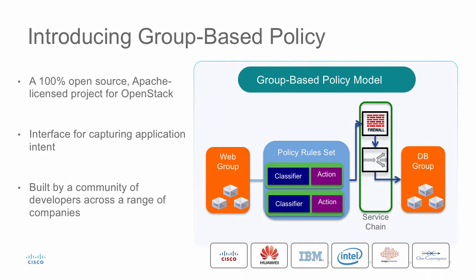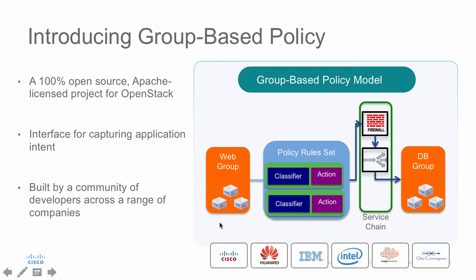So what Cisco, along with a number of other vendors, did is propose to the OpenStack community that a simpler, more abstracted model was required for provisioning the network by application developers. What came out of that is an idea called group-based policy. Group-based policy follows the architecture of Cisco ACI, where we take very simple groups of servers, such as virtual machines. In this example, we have a group of web servers and a group of database servers, and we apply policy between them.